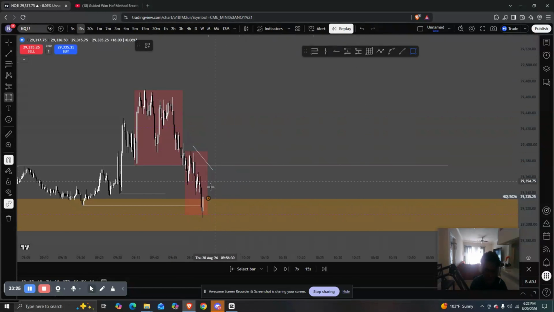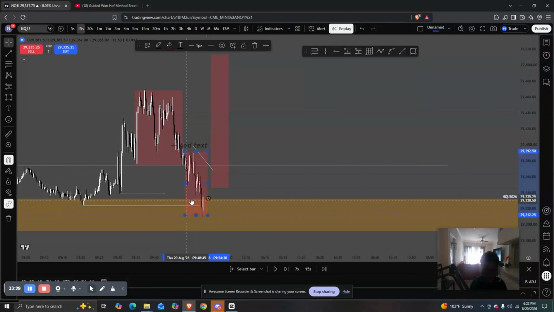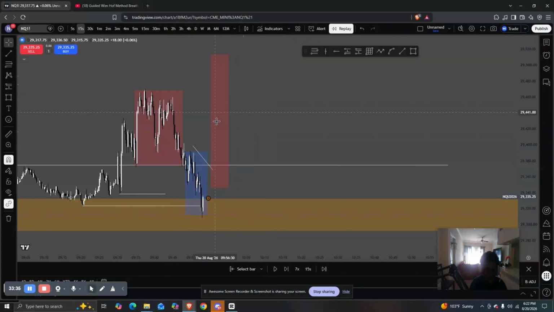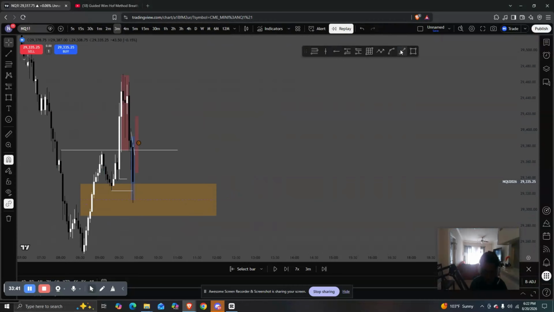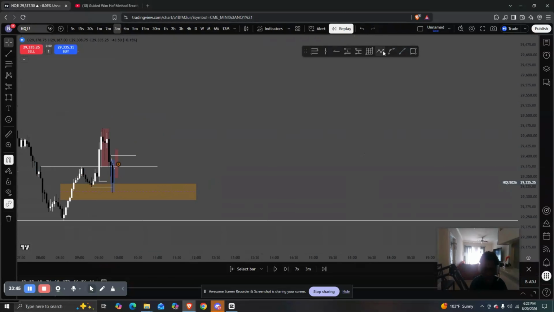And obviously, what do we want to see? We want to see distribution higher, if we want to go higher. If it respects this 15-minute PD array, we'd want to see distribution higher, or at least into a gap, because it formed a gap. And what do we say about even in the short model? This is how you would long in a market maker short model. So even if we're shorting, this is how you would long.